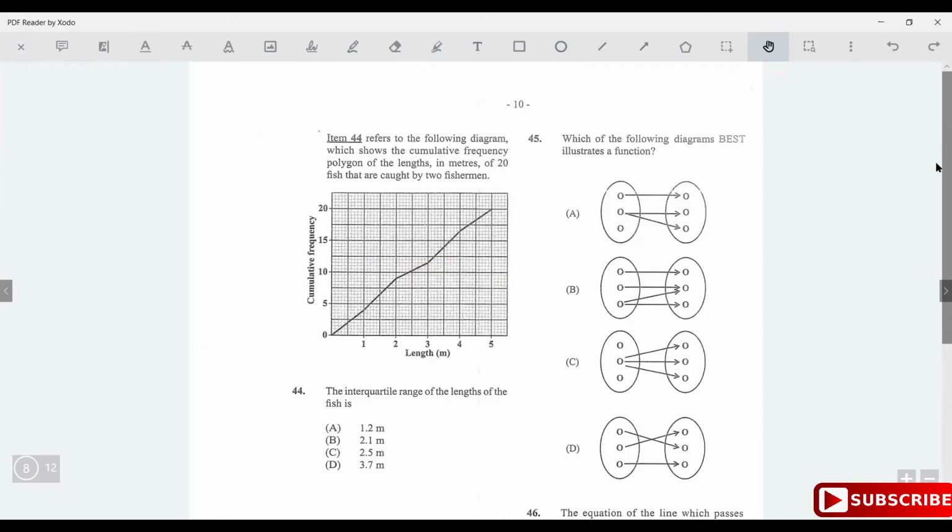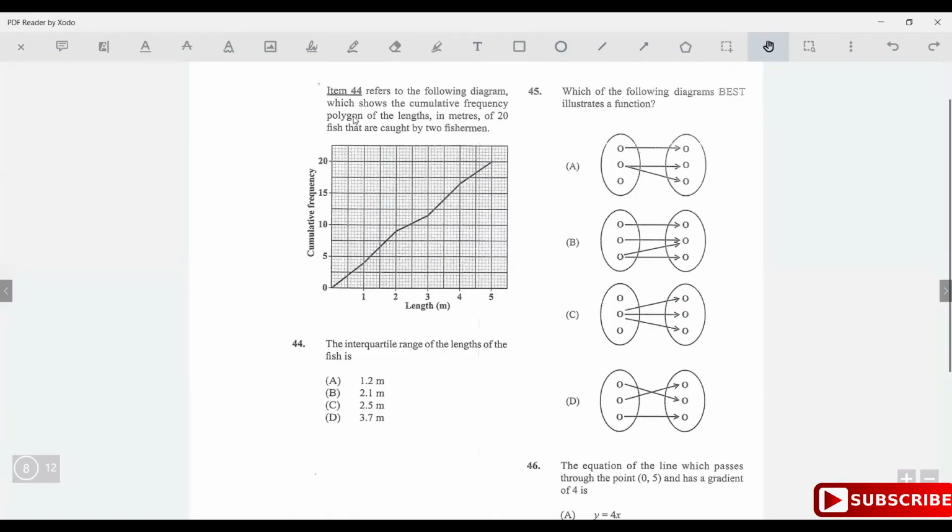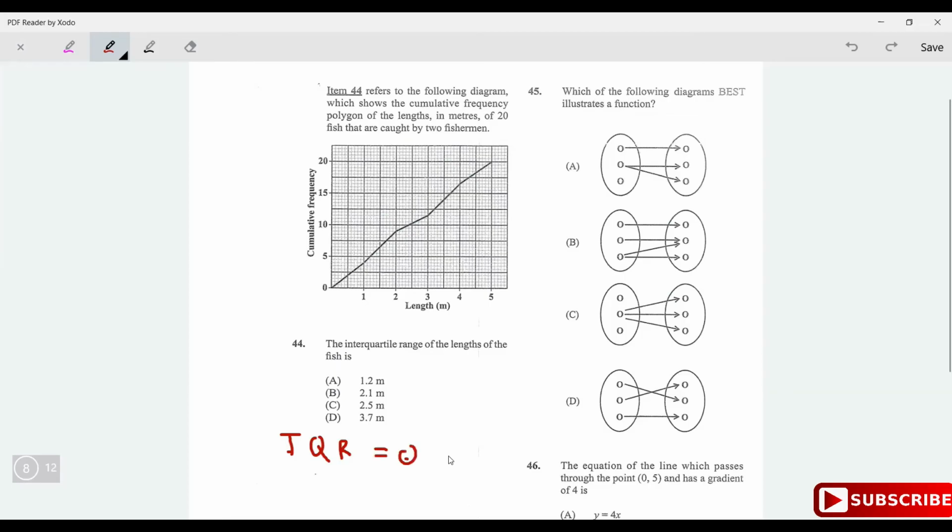Okay, item 44 refers to the following diagram, which shows the cumulative frequency polygon in meters of 20 fish that are caught by 2 fishermen. What's the interquartile range? To find the interquartile range, first you need to find the upper quartile and the lower quartile. Remember, IQR, interquartile range, is equal to Q3 minus Q1. That's how we find it, Q3 minus Q1.